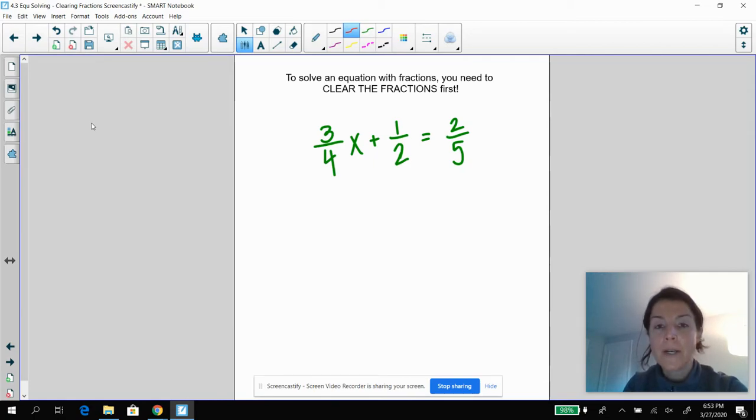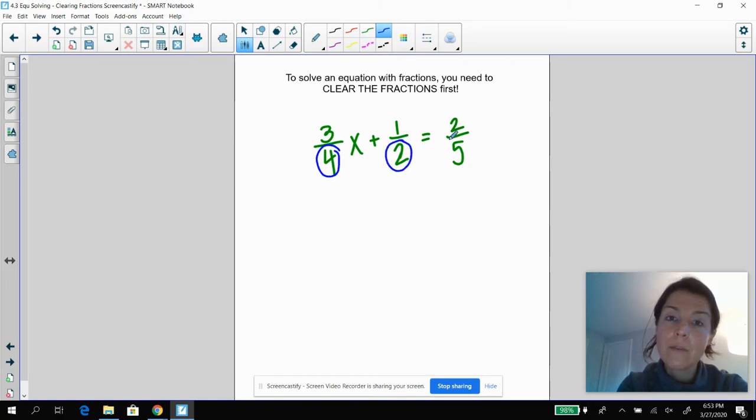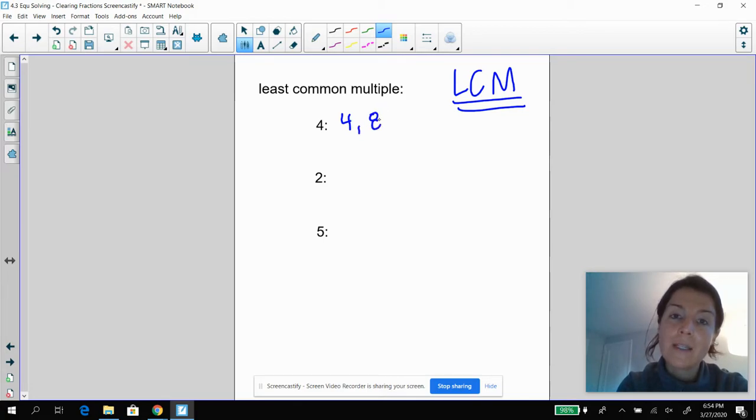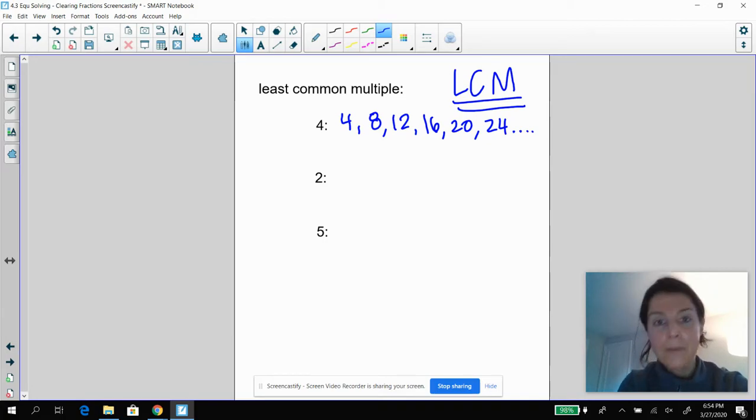So here's the same problem that I showed you before. And what you're going to do in order to clear the fractions here, and that means get rid of them, is we're going to look at all of the denominators. And we're going to multiply through by something called the least common multiple, the LCM, of these denominators. So the least common multiple, or the LCM, is whenever we have numbers and we try to find the least common multiple, we can list the multiples of that number. So like 4 times 1 is 4, 4 times 2 is 8, 4 times 3 is 12, and then 16, and then 20, and then 24, boom, boom, boom, boom, right? Just keeps going.